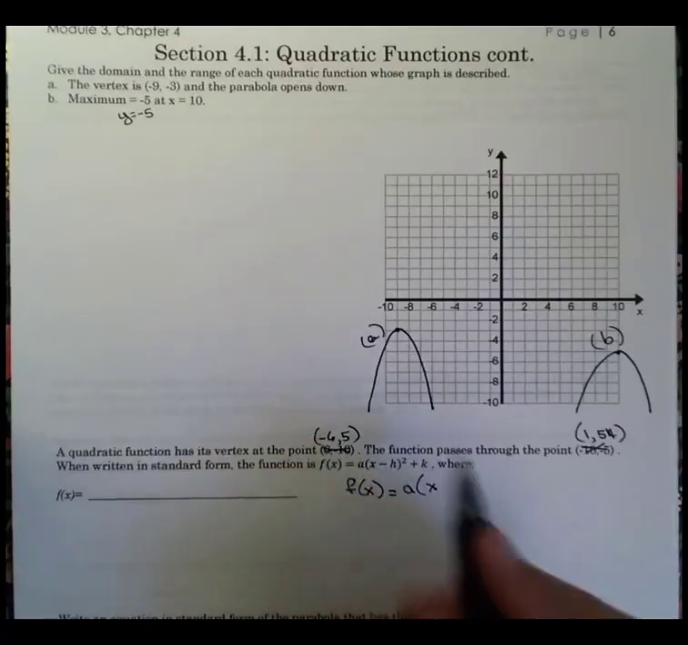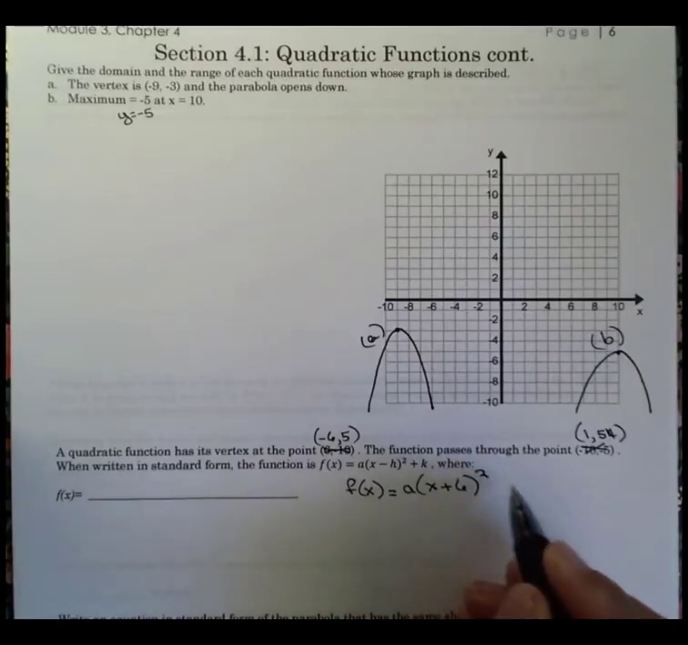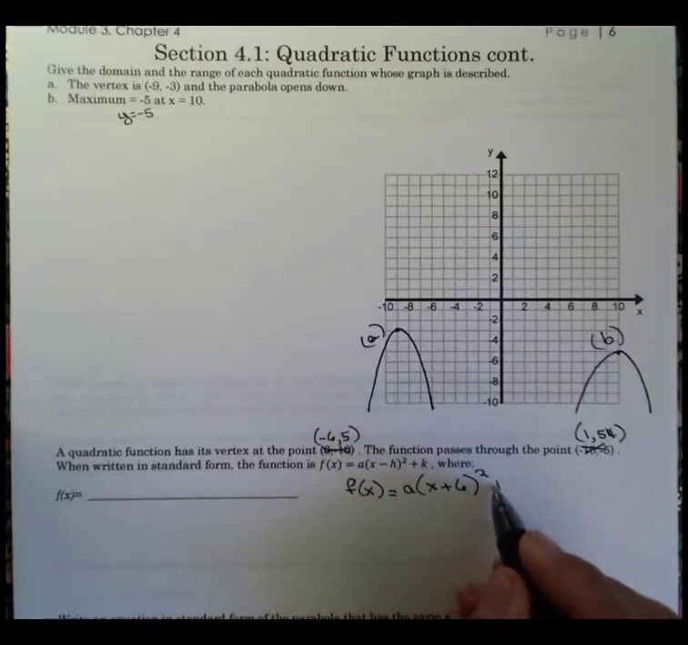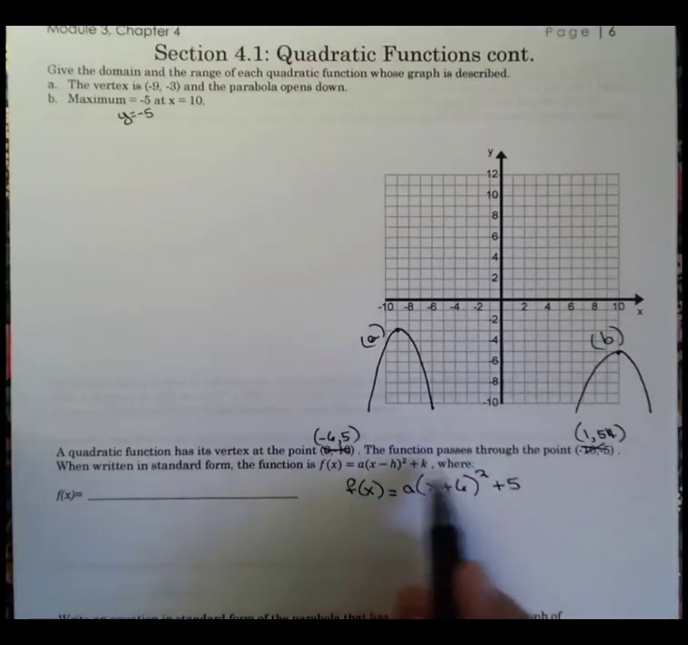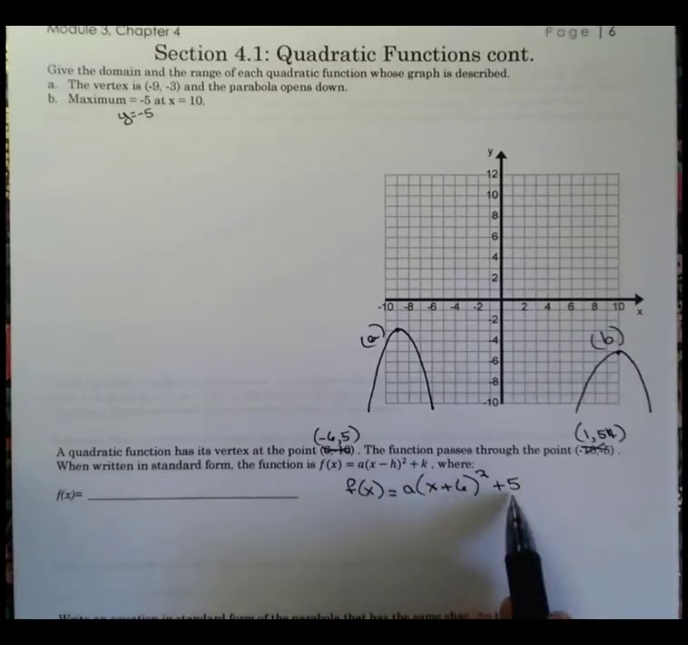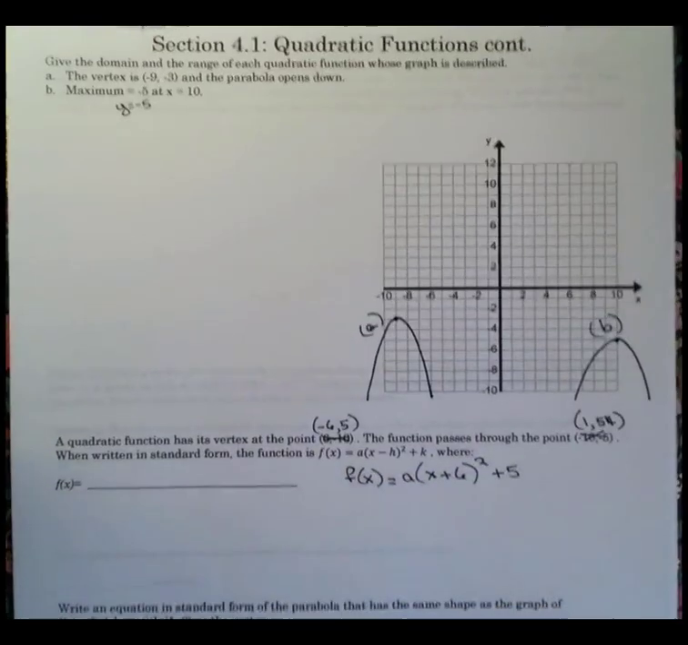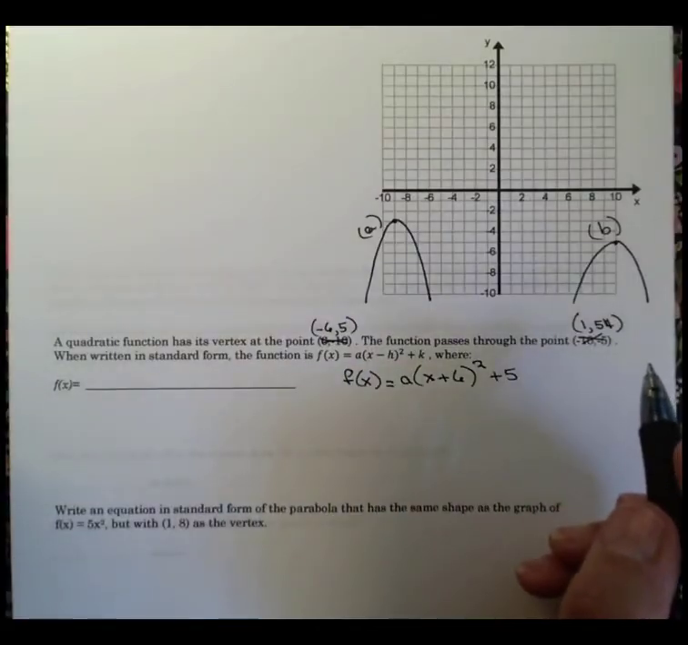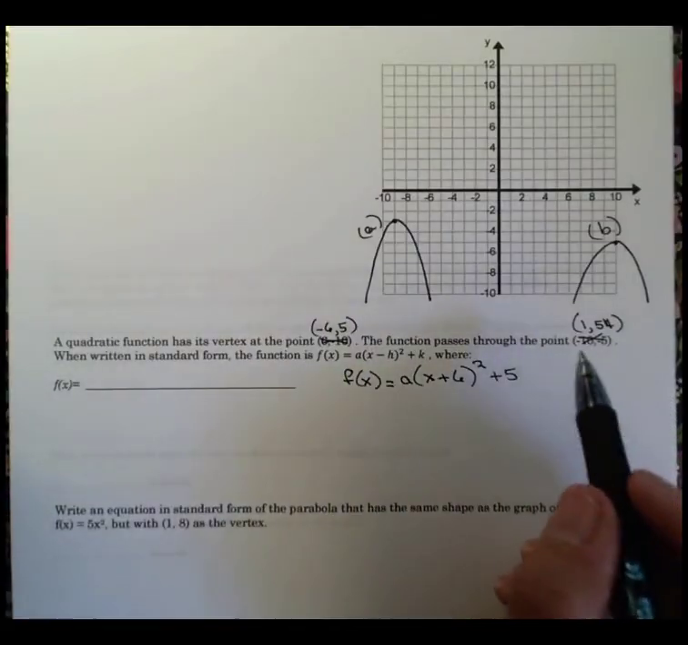Well, this is a negative 6, so it's going to be x plus 6, isn't it? Squared. And then it would be plus 5, and that's a positive 5, so that stays the same. So I've inserted h and k. I've inserted the vertex into my standard form of the parabola where h and k are. That's the first step. Now, the next thing I need to know is what is a?